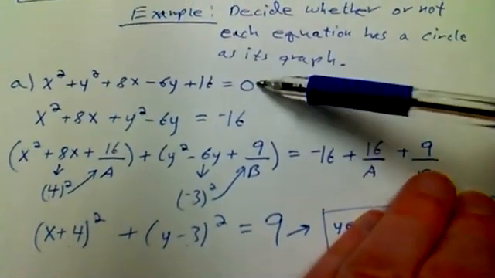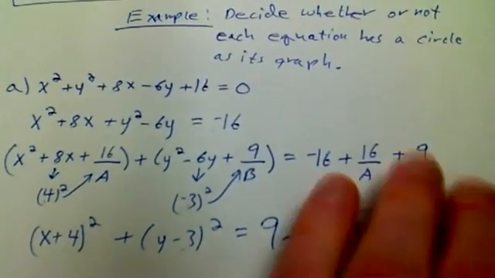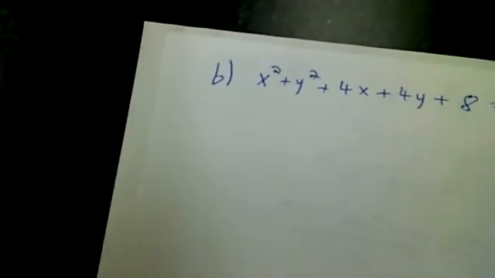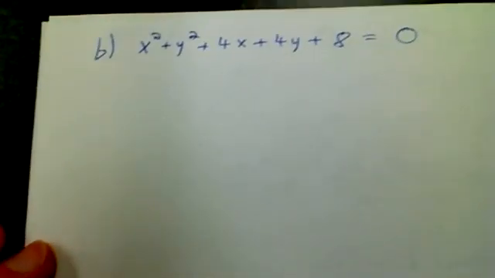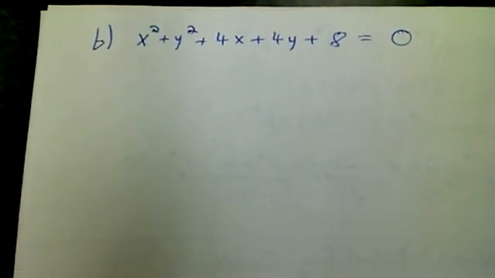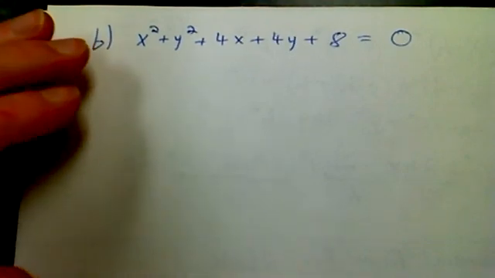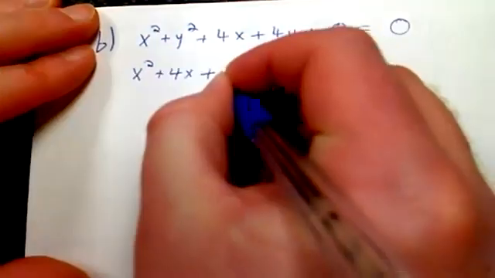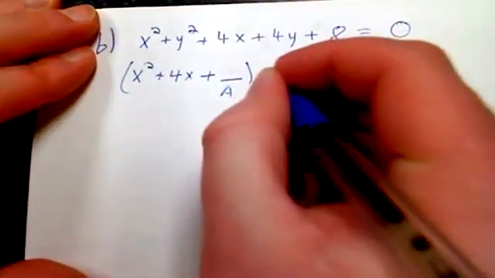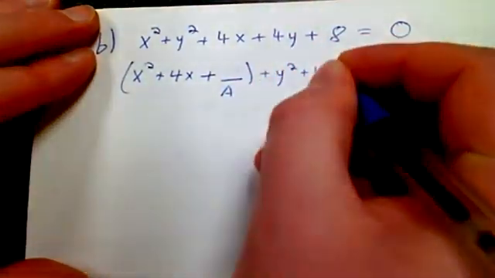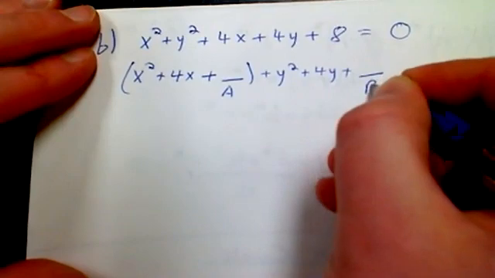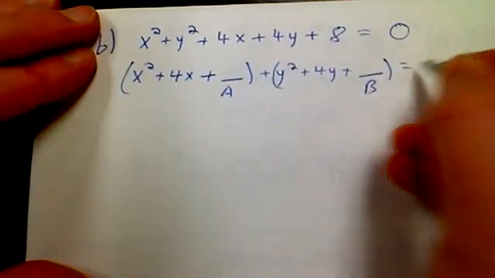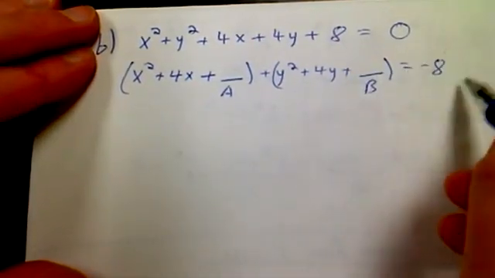So generally, we don't want general form. We want to get to center radius form. Let's do one more of those. B, x squared plus y squared plus 4x plus 4y plus 8 equals 0. So let's go ahead and go through this. I'll group up my x's, I'm going to put that blank a. And I'll group up my y's, and I'll put that blank b. And I'll move the 8 to the other side.